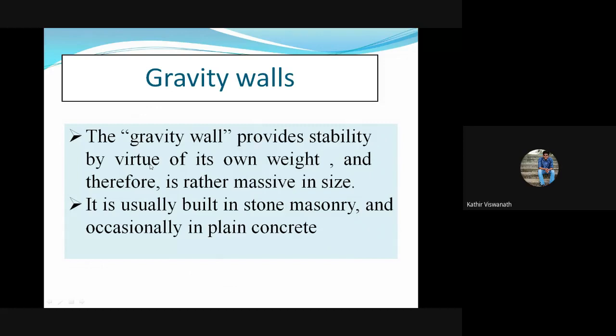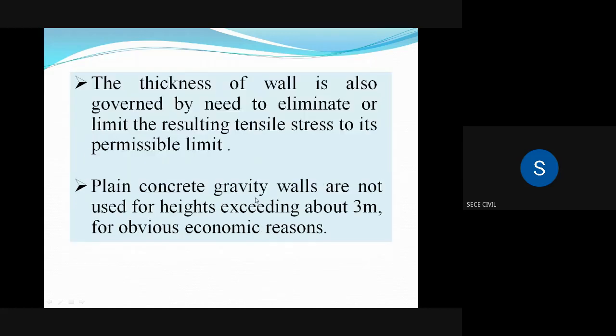A gravity wall provides stability by virtue of its own weight and therefore is rather massive in size. By the name itself, we know what a gravity wall is. It uses its own weight only, this is easy to prove. So it is massive in size. Second point is usually built in stone masonry and occasionally in plain concrete. So gravity walls may be in stone masonry and occasionally in plain concrete only.